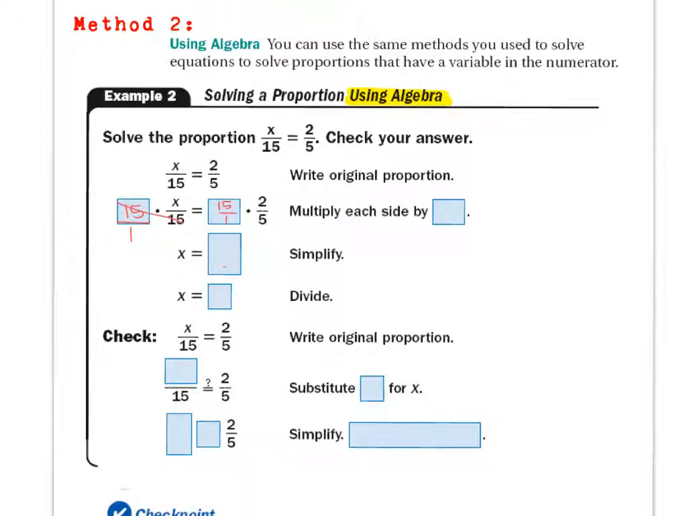Whatever you do to one side, you have to do to the other. Over here, the 15s cancel and give me x. On the other side, I have 15 times 2 is 30. 1 times 5 is 5. And then 30 divided by 5 is 6. So x equals 6 is the answer. You could do a check step here and plug in 6 and then simplify 6 over 15 to 2/5 and see that you get the same thing. If you use this method, I would not require you to do a check step. You could just show the work of solving it.